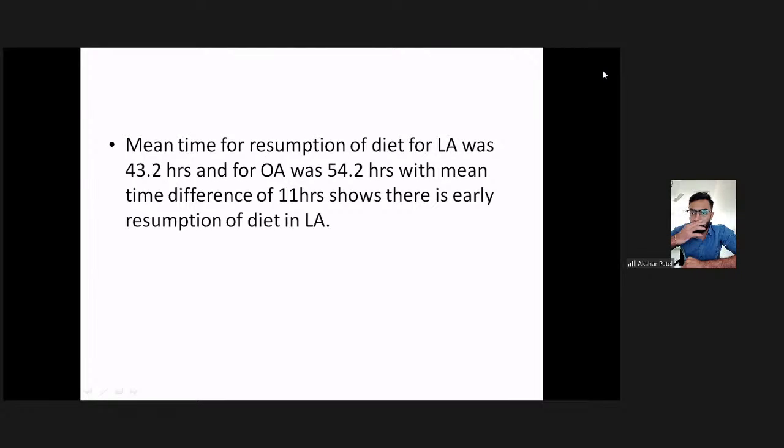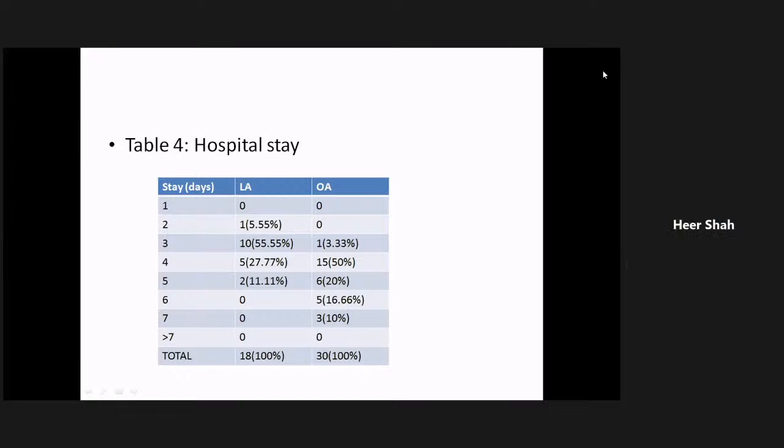Mean time for resumption of diet for laparoscopic procedure was 43 hours, and open procedure it was 54 hours, with mean time difference of 11 hours. Shows there is early resumption of diet in laparoscopic procedure. Next slide.